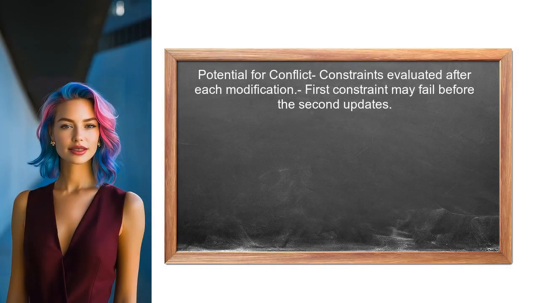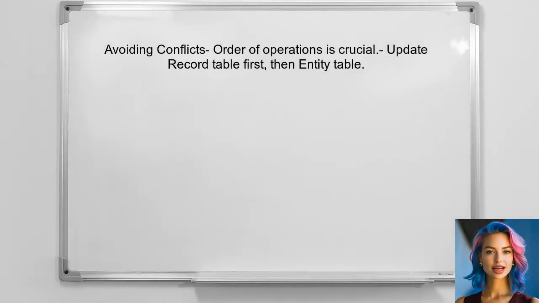Since the constraints are evaluated after each modification, there is a potential for conflict. If the user updates the record table and then tries to update the entity table, the first constraint may fail before the second one has a chance to update its value. To avoid conflicts, the user should consider the order of operations in their queries. They can ensure that the record table is updated first, followed by the entity table, to maintain consistency and avoid constraint violations.